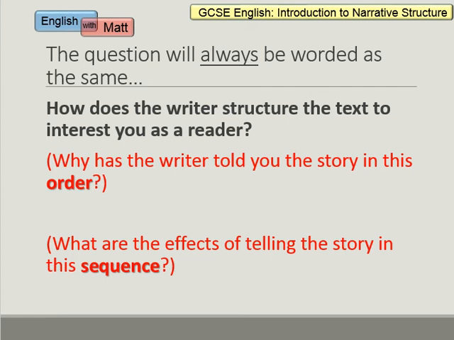Another question you can ask yourself is, what are the effects of telling the story in this sequence? So like I said, why has, in a murder mystery, for example, the writer told you about a knife with blood on it in the first sentence? And why might the writer keep going back to that knife as well? So sequence and order are really underpinning this question. So if you find the question wording a bit strange, then think about asking yourself those different questions underneath that are printed there in red.